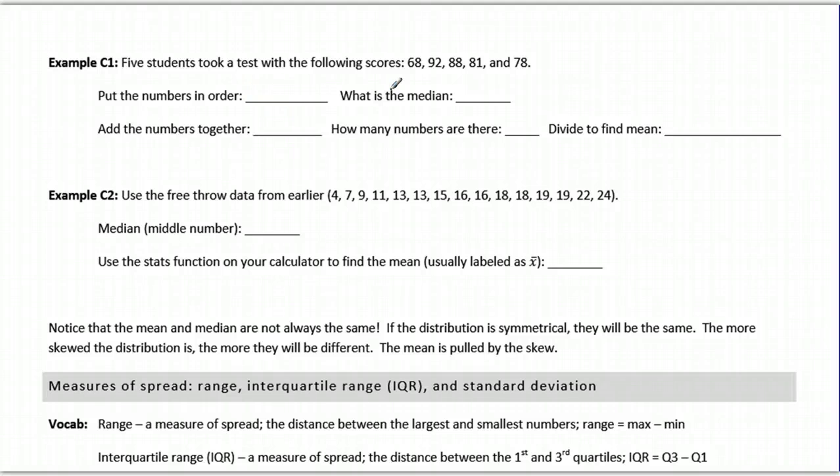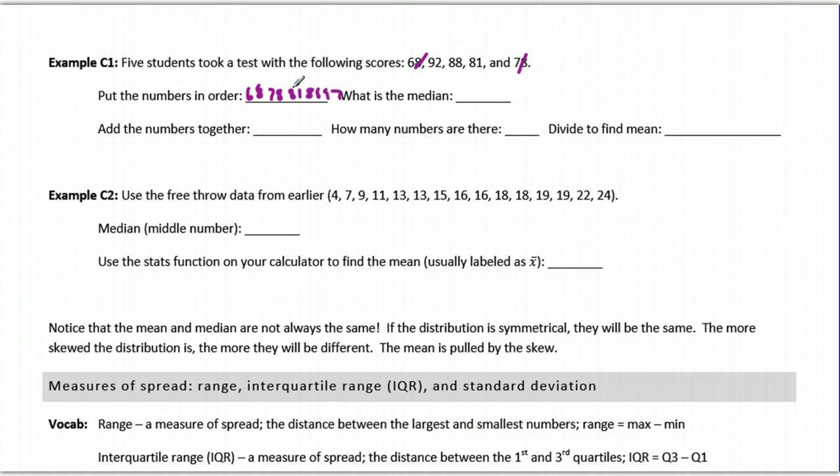First one, 5 students took a test with the following scores: 68, 92, 88, 81, 78. So first thing I want to do is put the numbers in order. I have my smallest number, 68. Then I have, and usually as I do this I like to cross them out so I can keep track of what I've used, 78, 81, 88, and then 92. And so you write those down in order.